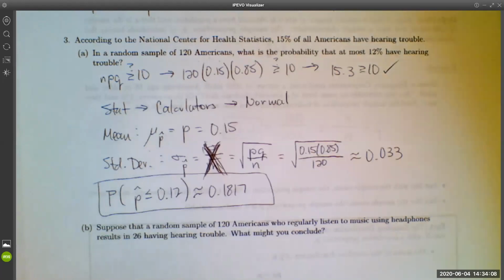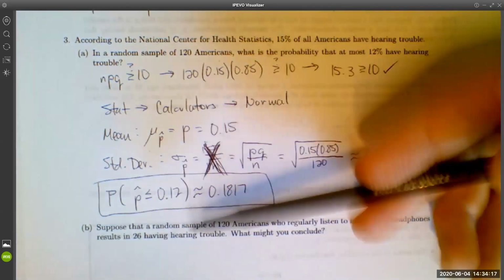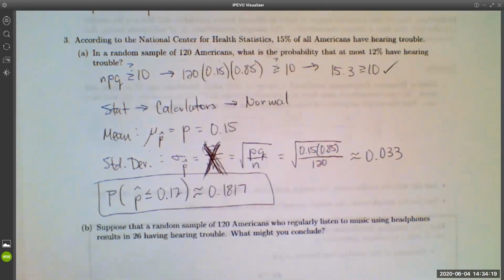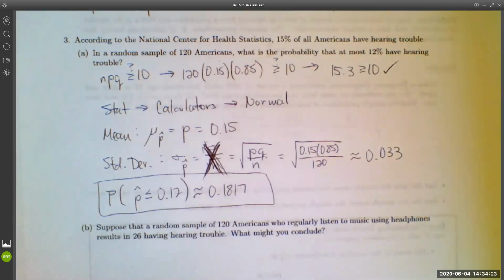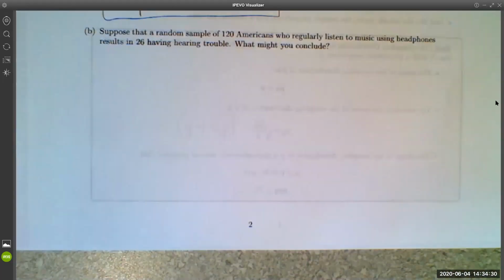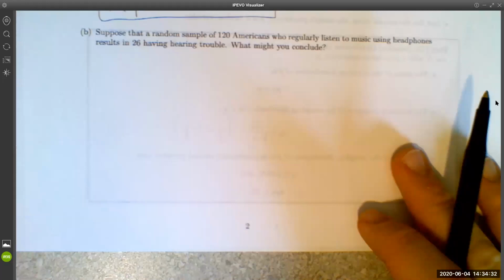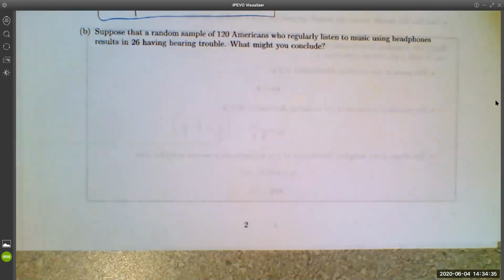Just like we did when we were looking at probabilities involving the sample mean, we can use this kind of stuff to perform inference, right? So doing these kinds of calculations are important when it comes to performing inference. And here's an example of that. It says, suppose that a random sample of 120 Americans who regularly listen to music using headphones results in 26 having hearing trouble. What might you conclude?